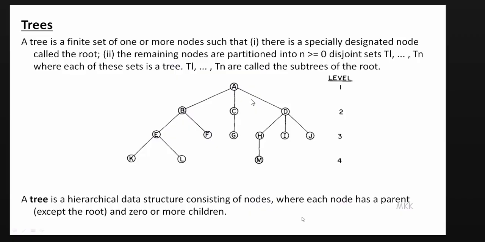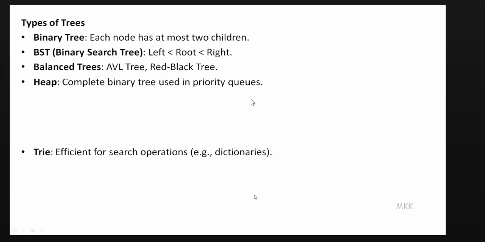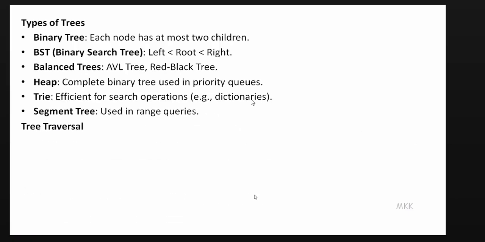A tree is a hierarchical data structure consisting of nodes where each node has a parent except the root, and zero or more children. If you consider any node, either B or E or K or L, every node will have a parent node except the root node. And every node will have a child node except leaf nodes. Whenever we discuss types of trees, there are different types like binary tree, BST, balanced trees, heap tree, trie, segment tree, and some traversal techniques to utilize the trees.